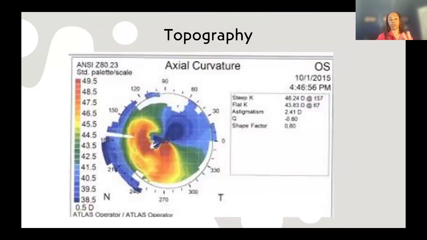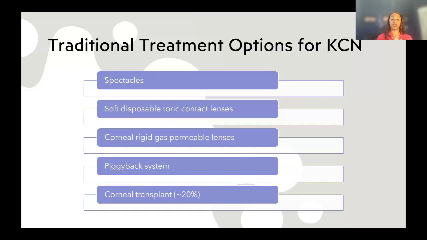This is what his topography looks like. It's making his cornea extremely irregular. So let's talk about traditional options for keratoconus. Spectacles, maybe. Soft disposable toric contact lenses, maybe, but not really a great option for this particular patient. A corneal RGP, potentially. We can make a smaller diameter that would maybe avoid the pterygium, possibly. A piggyback system, I kind of like the idea of that. That's a soft lens with a corneal RGP sitting on top, potentially.